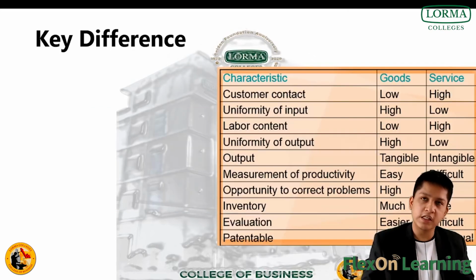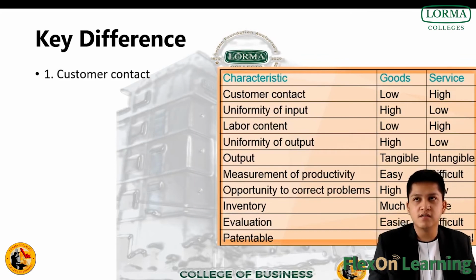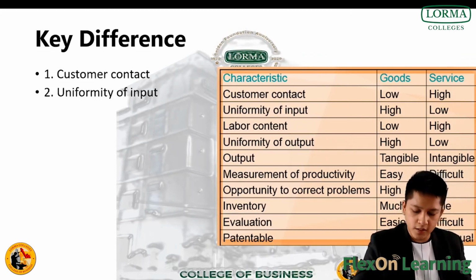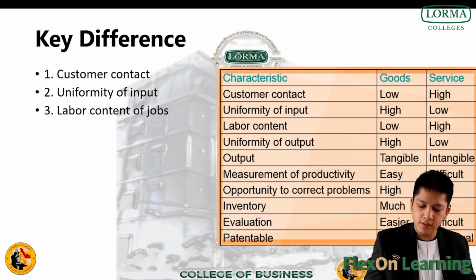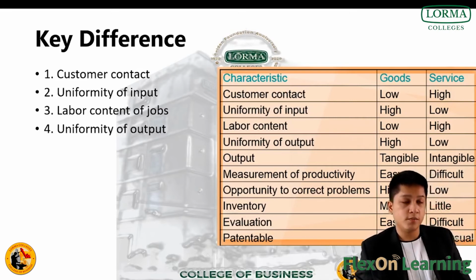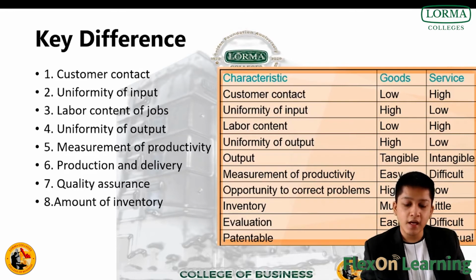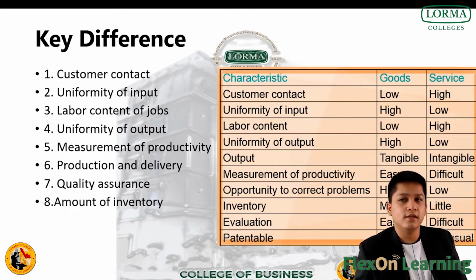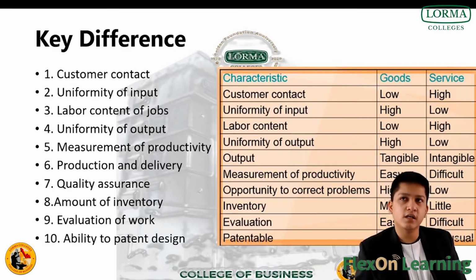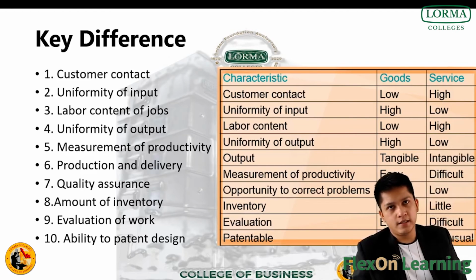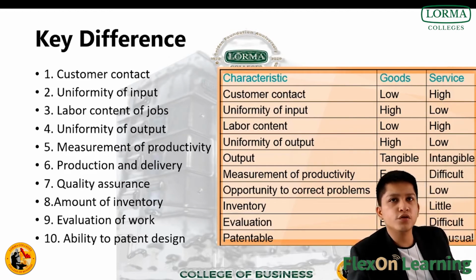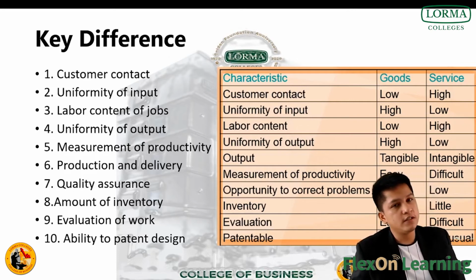So what are the key differences? First is customer contact, uniformity of input, labor content of jobs, uniformity of output, measurement of productivity, production and delivery, quality assurance, amount of inventory, evaluation of work, and ability to patent design. Those are the key differences between goods and services. As we can see in the image on your right side, the customer contact in goods is low. Right? Manufacturing does not really interact with our customers.